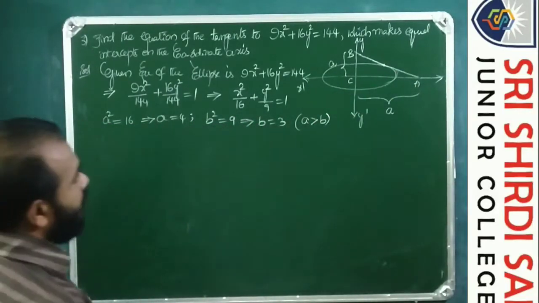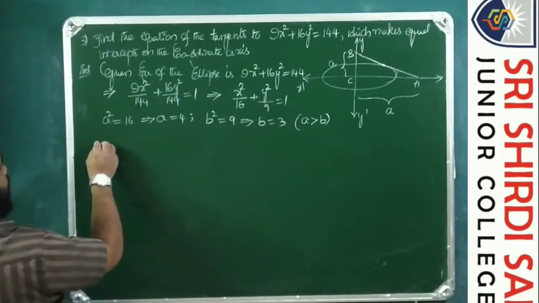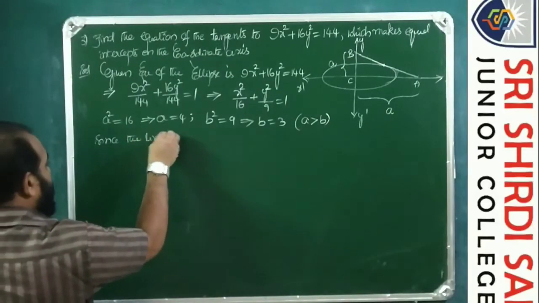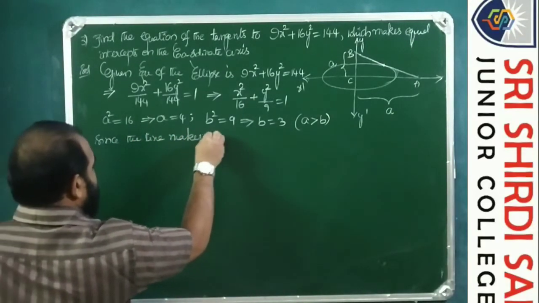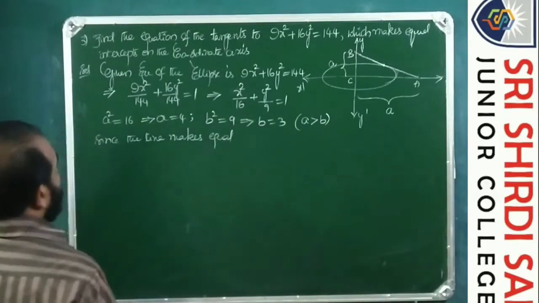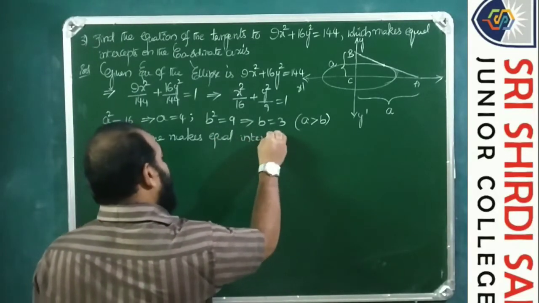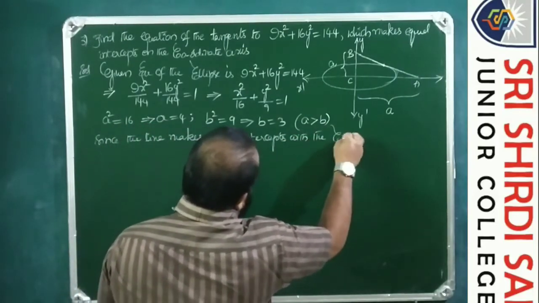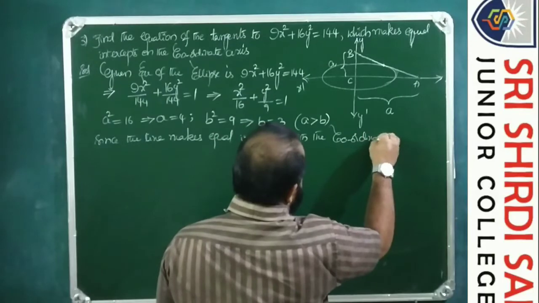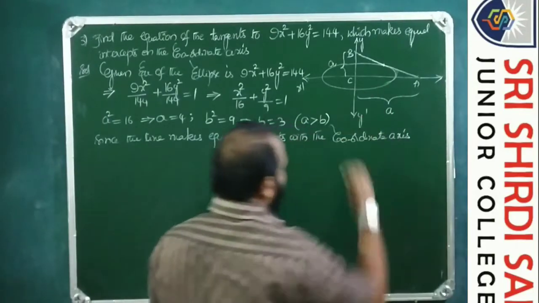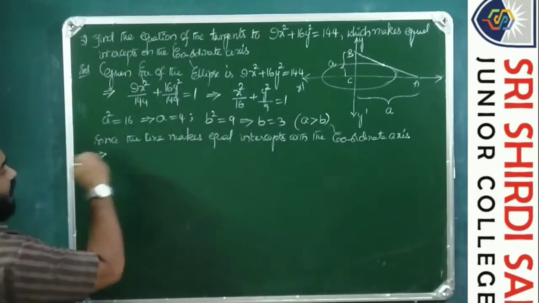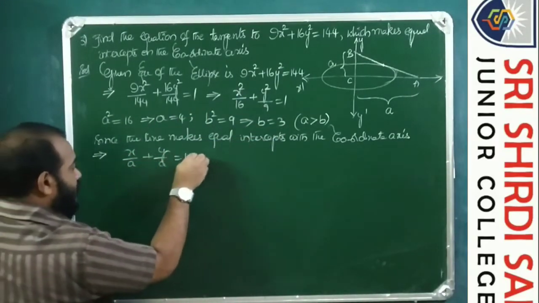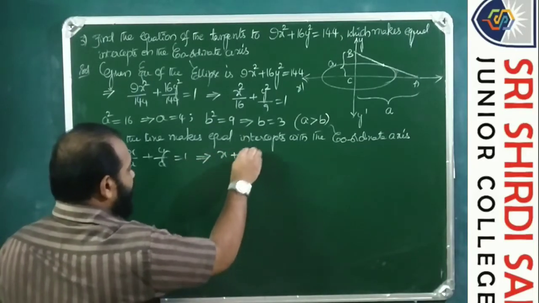Now since the line makes equal intercepts with the coordinate axis, this implies the equation of this line is x by a plus y by a equals 1, which implies x plus y equals a.